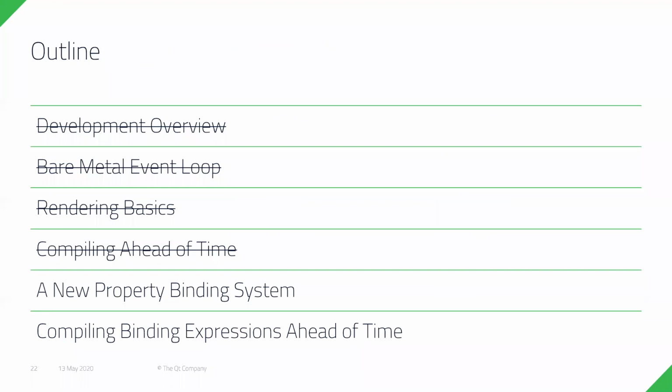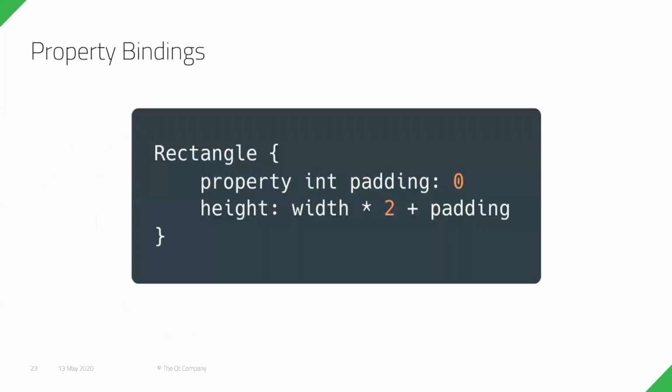So, all right, we can do graphics. We can embed all these images, text, and translations. But the beauty of QML is that you can express relationships between objects in bindings. We've done a completely new binding system, and let's go over that quickly.